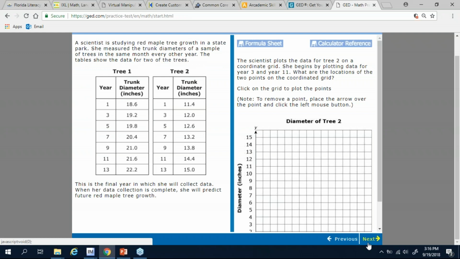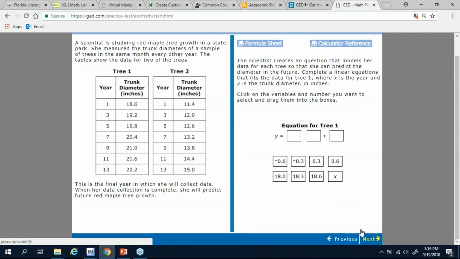Another word problem here. You can see a very long word problem where they have to interpret a chart. They have to then graph. They have to read all these words and unpack them. In the next one, they have to generate an equation through clicking and dragging, after reading a chart and interpreting words.